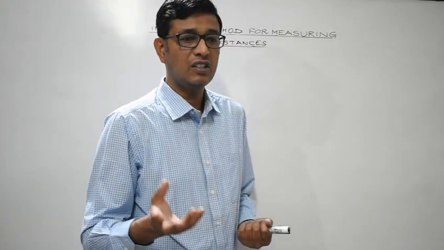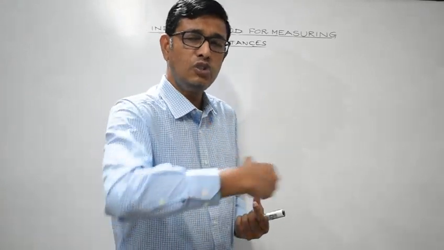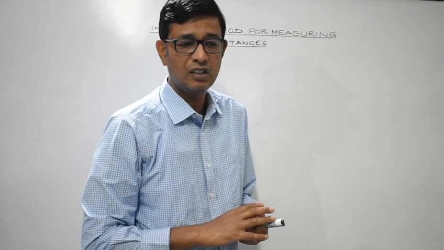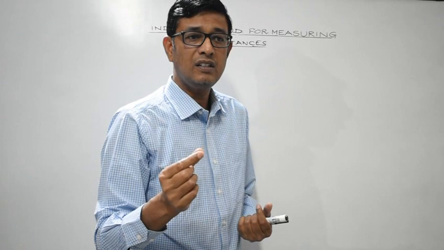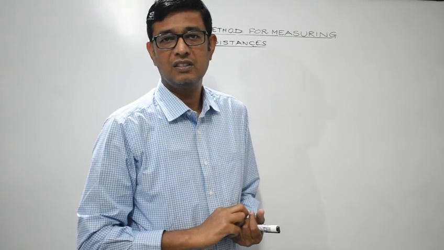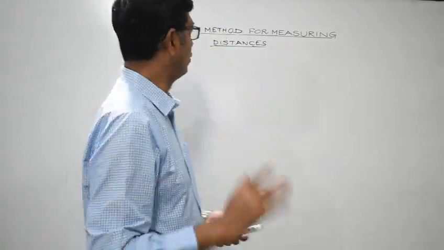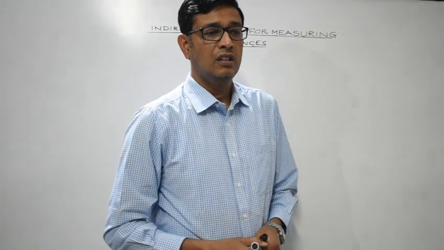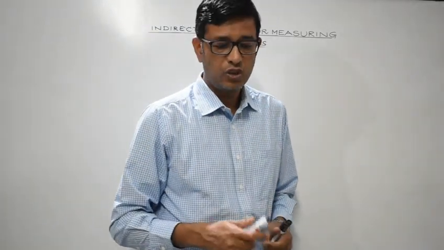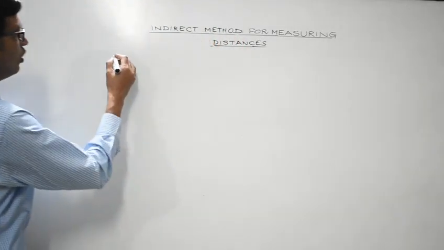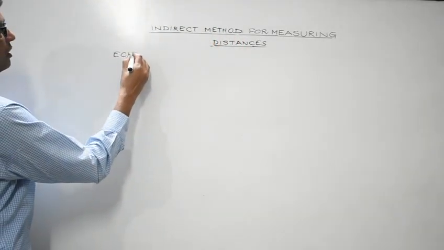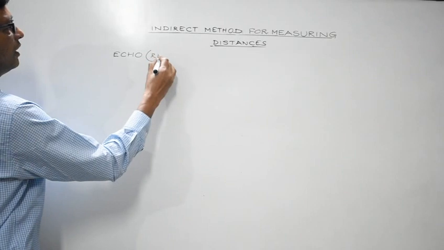So indirect methods are used either to find huge distances, astronomical distances, or it can be used to find atomic distances, right? So let's start with a very simple concept which you have done in your junior classes as well. We'll start with echo or reflection method.